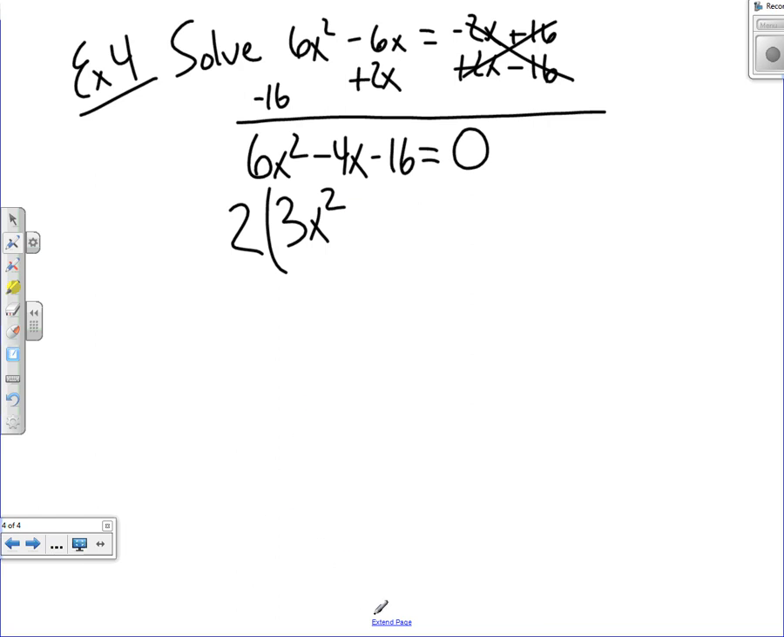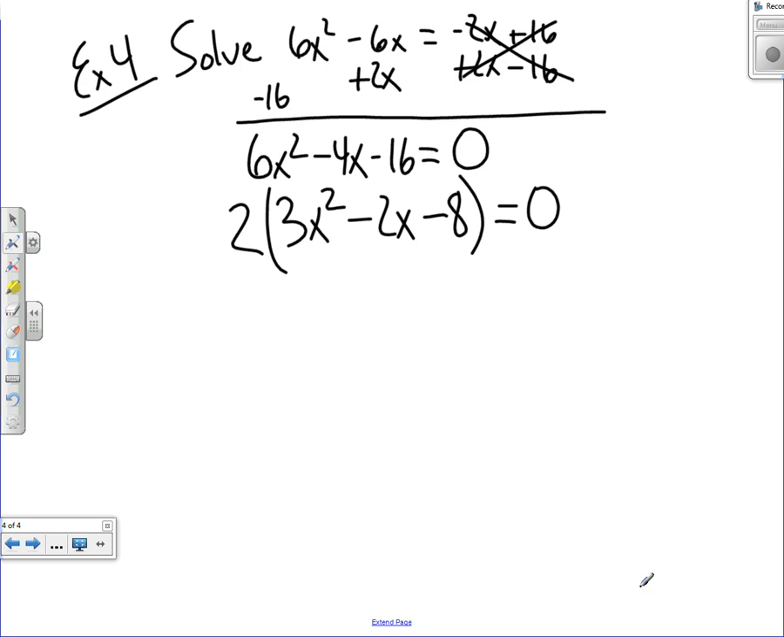First piece is going to be 3x squared. We're not going to change the exponents on our variable because we're not taking any x out. We're just taking a number out. The exponents are going to stay the same. What would I multiply 2 by to give me negative 4? That would be negative 2. X comes along for the ride. That's going to stick around. What would I multiply 2 by to make negative 16? Negative 8. And this is still set equal to 0.